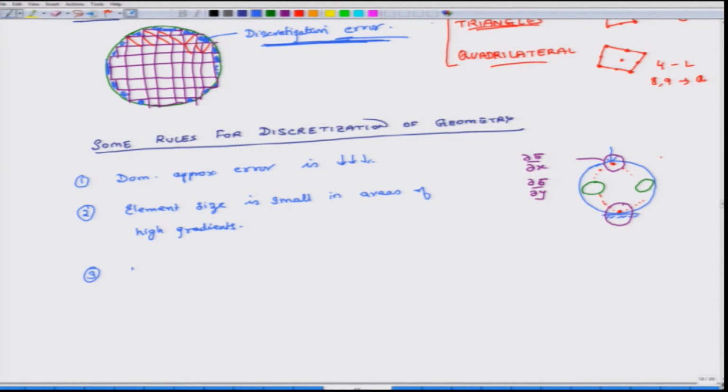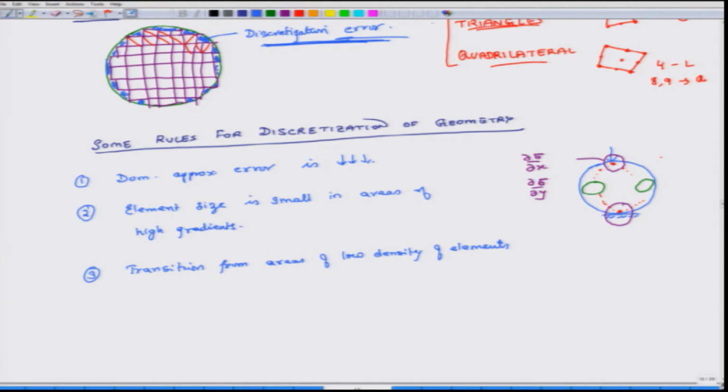Third thing, transition from areas of low density of elements.